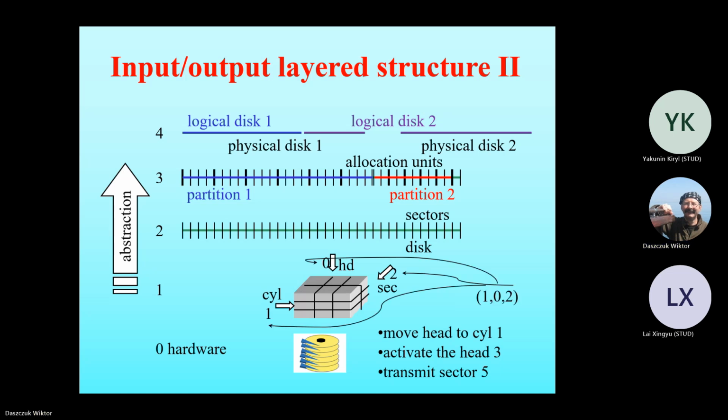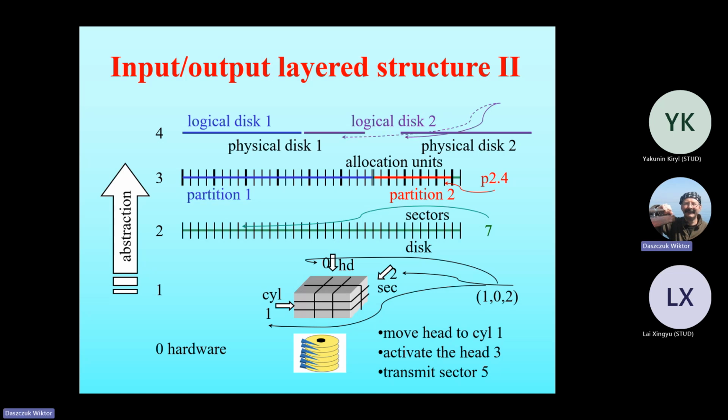Here we have read or write sector with coordinates 1, 0, 2. Once cylinder 1, head 0, sector 2. Here we have read or write sector number 7 on the disk. But here we have partition number and allocation unit number. So partition 2, unit 4, which is transformed to the number of sector on the disk.